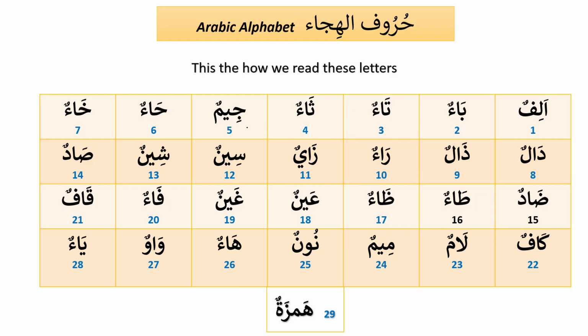Then we have jimun, ha'un. This is a throat letter, from the throat. Kha'un, this is one of the letters that is heavy. So it is kha, kha'un. Then we have dalun, dhalun, ra'un, zayun, sinun, shinun, sadun. Now you see here the pronunciation is different, and this is how the original pronunciation is.